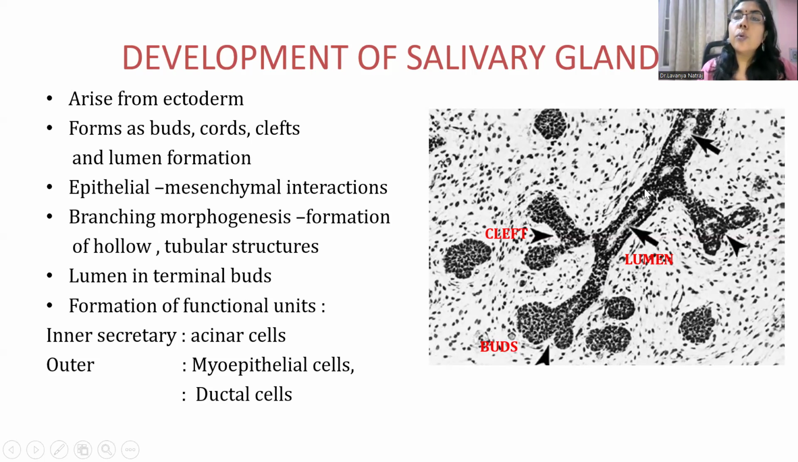And finally, once the lumen and everything is formed, there is the formation of the functional units or the secretory units. The secretory units have two types of cells. One is the acinar cells, and the other is the ductal cells. Two types of cells will be there in the secretory unit. The inner secretory unit is the acinar cells. And the outer will be your ductal cells, mostly the intercalated duct, which we will deal with in larger sections later. And along with that, we have something called the myoepithelial cells.